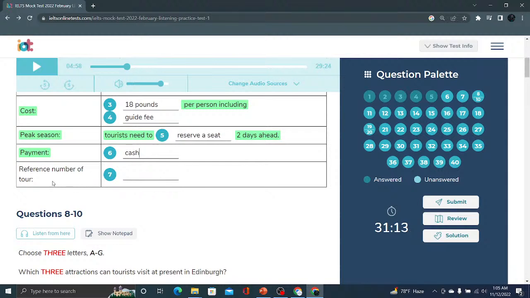In question number 7, reference number. Reference number for 2 of 2. Let's listen to it.